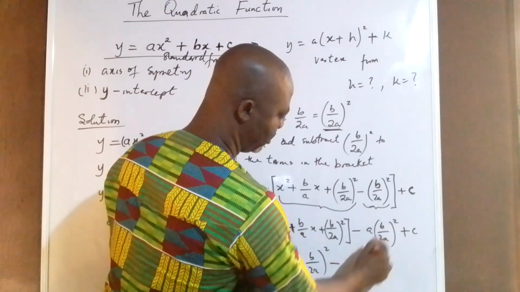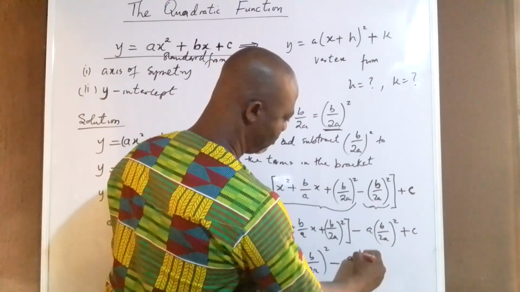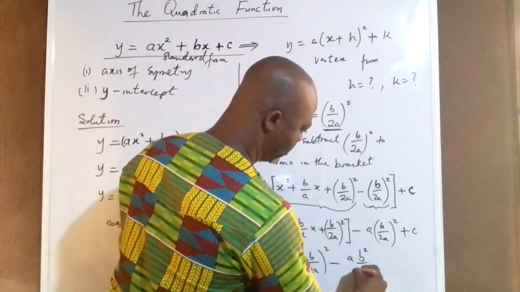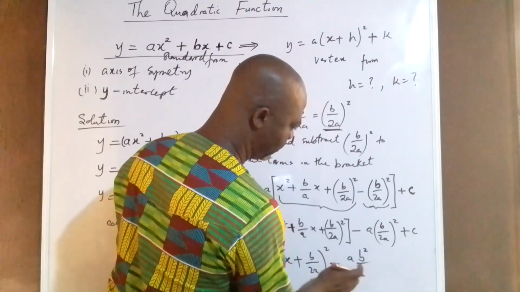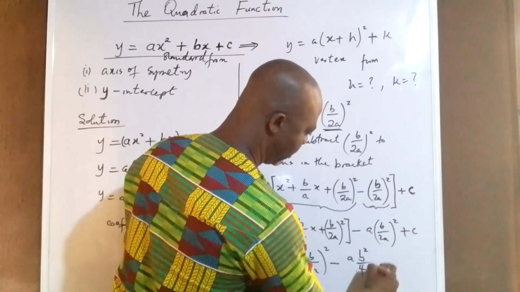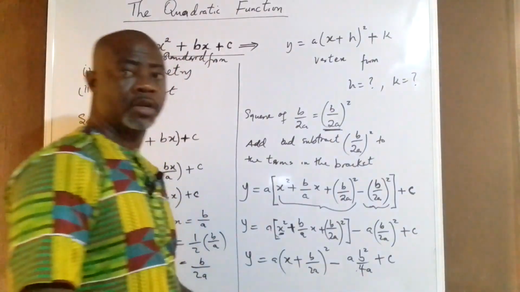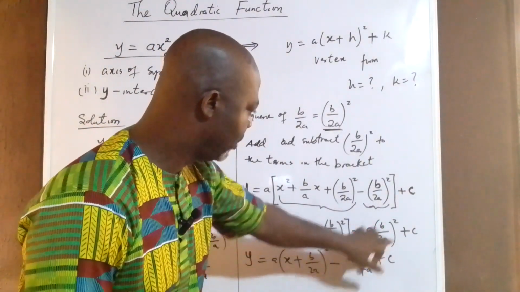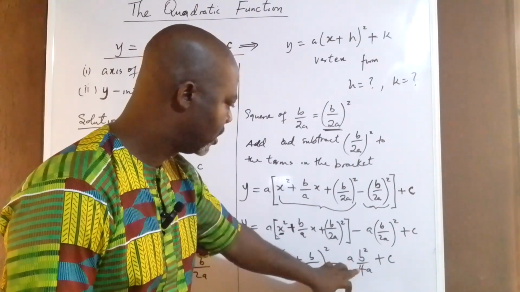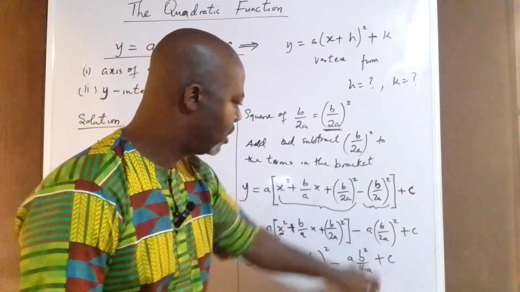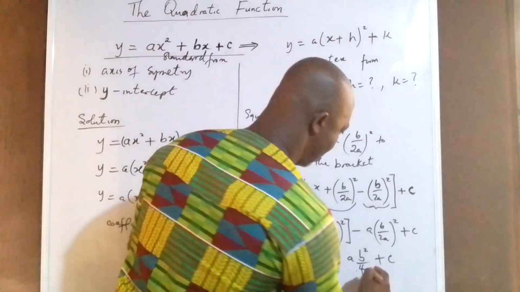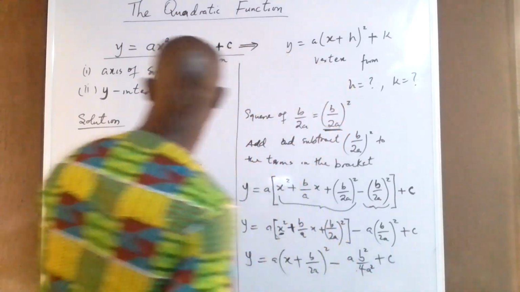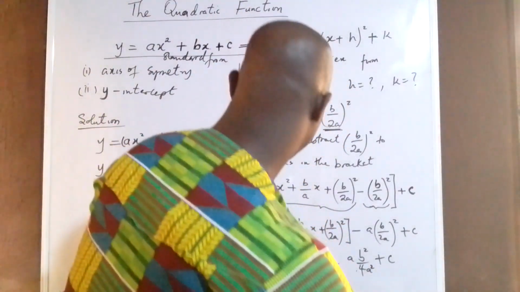Minus, this will be a times b squared over 4a, then plus our c. So that is what is going to give us. You have a multiplied by b squared, that's ab squared. Then you have 2a squared, that will be 4a squared, then plus c. Okay, so we continue from here.